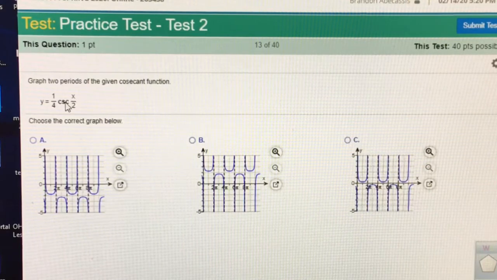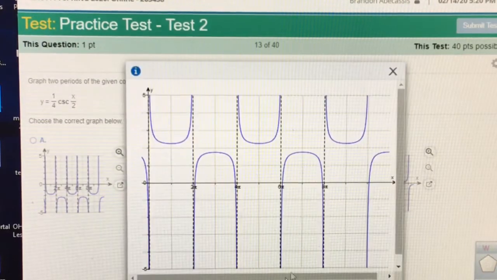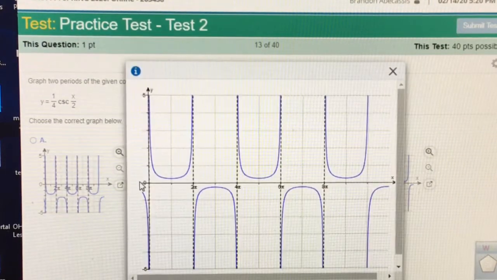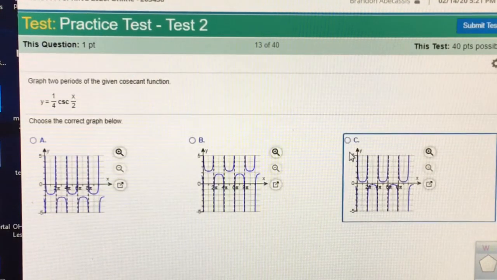Cosecant. Cosecant is related to sine. This has a vertical shift down. This has a vertical shift up. This one, the related graph is sine. It would start there and go up, down, up, down. So this one that's symmetrical across the x-axis, it has to be choice C.